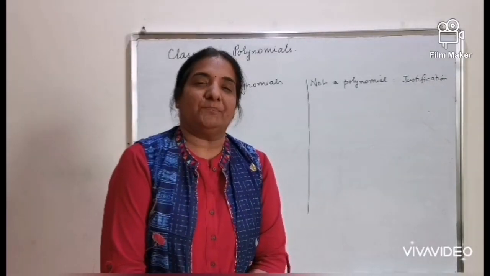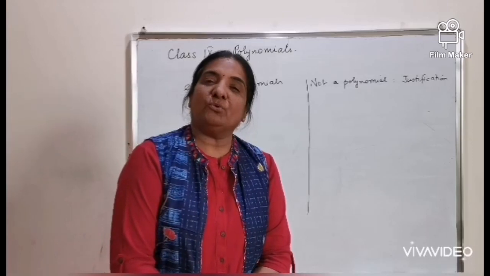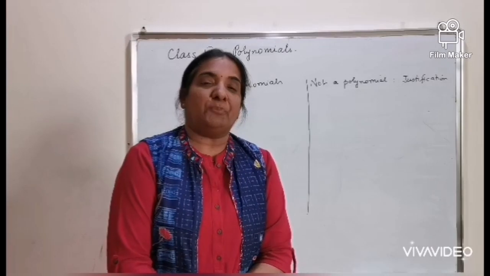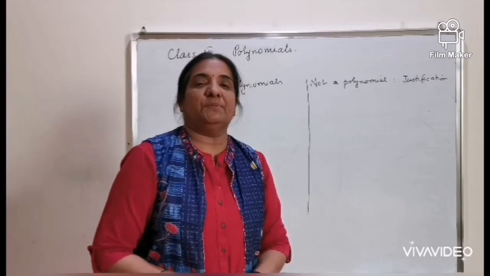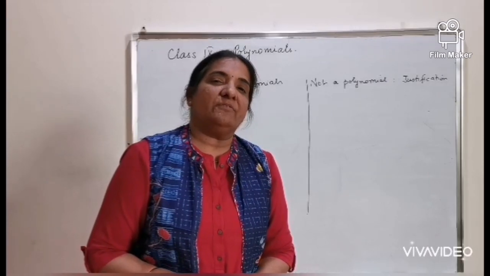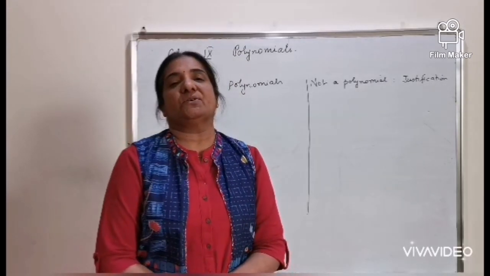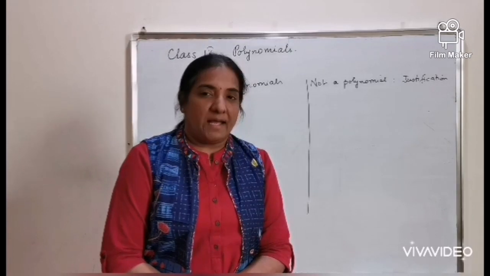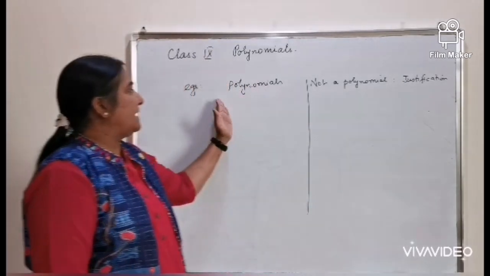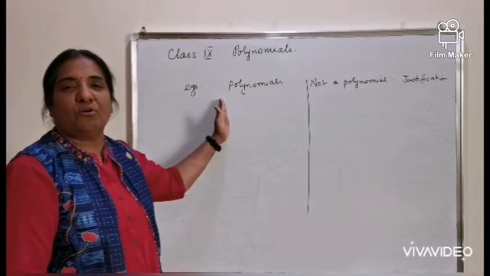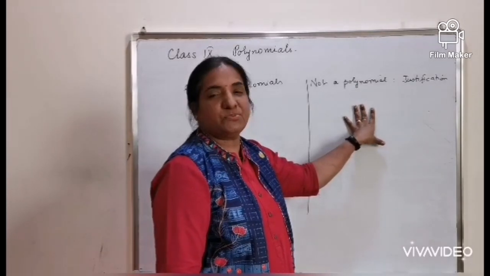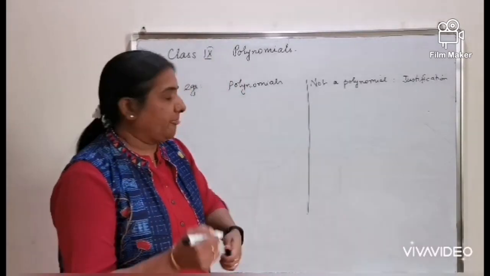A polynomial with only one term is called a monomial. A polynomial with two terms is called a binomial. A polynomial with three terms is called a trinomial, and so on. Similarly, can we write some examples of polynomials and some examples which are not?